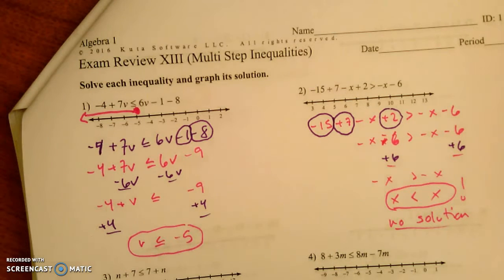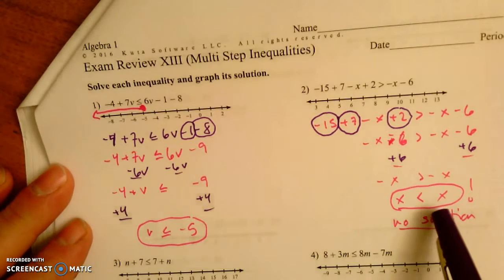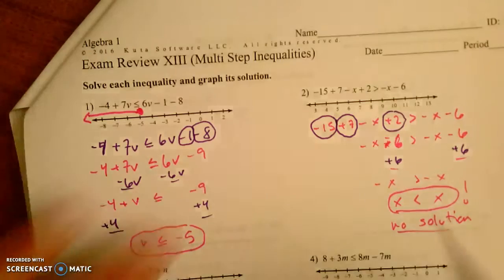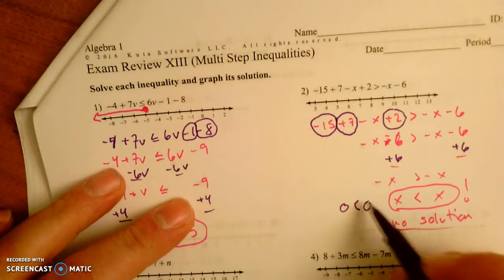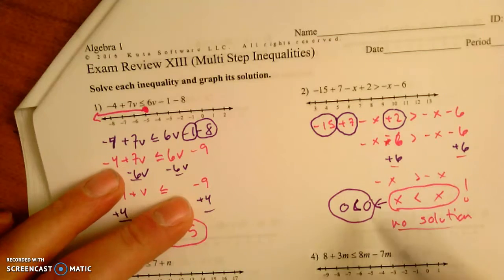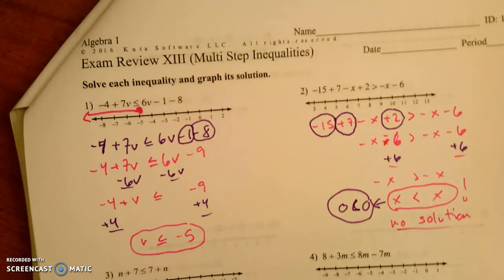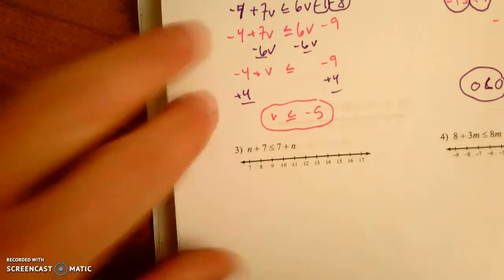Pause for a second. Which is a very similar situation to what happened when we were dealing with equations. If you end up where, and I could subtract an x from both sides and get 0 less than 0, that would be no variables left over and an untrue statement, which means no solution, just like we did with equations. Okay, let's look down here.